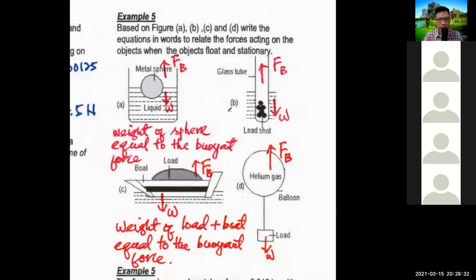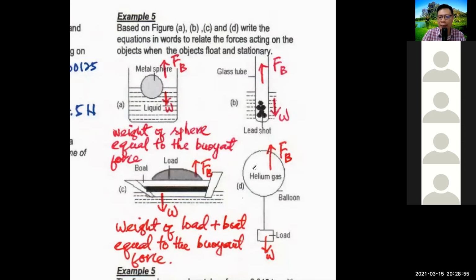The weight of the glass tube and lead shot is equal to the buoyant force. Yes, correct. The weight of the lead shot and the glass tube. There are two, right? The glass tube plus the lead shot. The weight of the glass tube and the lead shot must be equal to the buoyant force. Okay, correct. Thank you, Kevin.